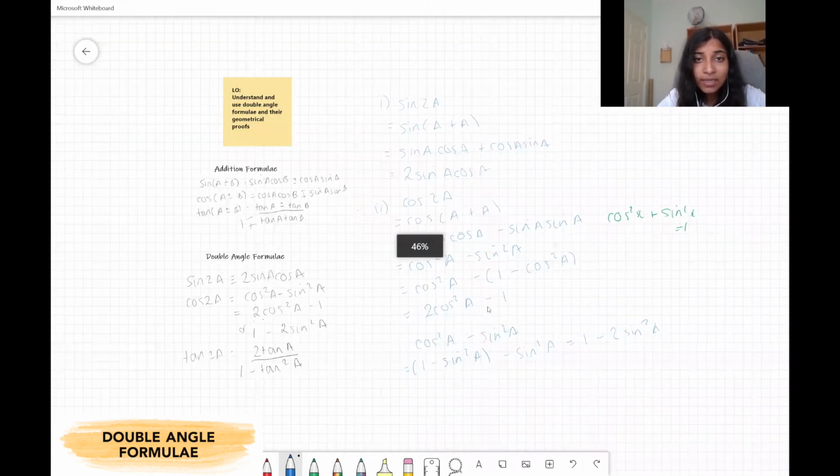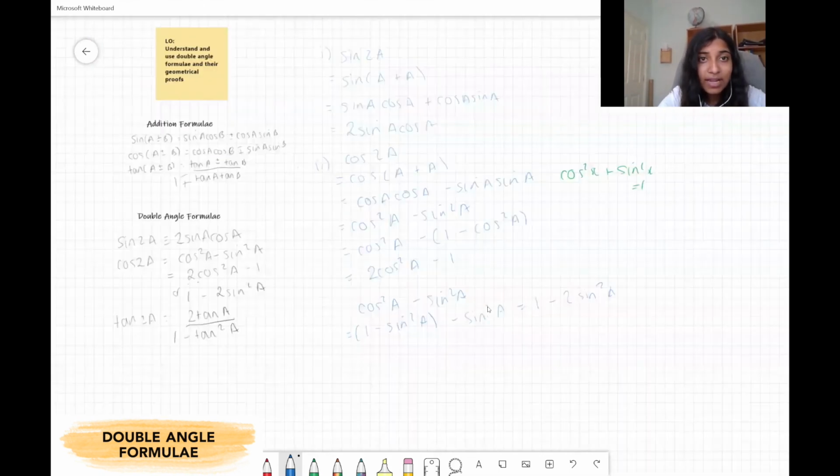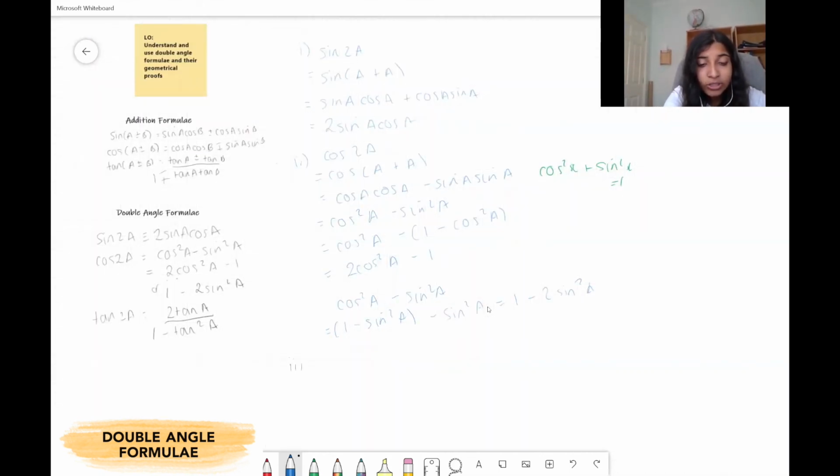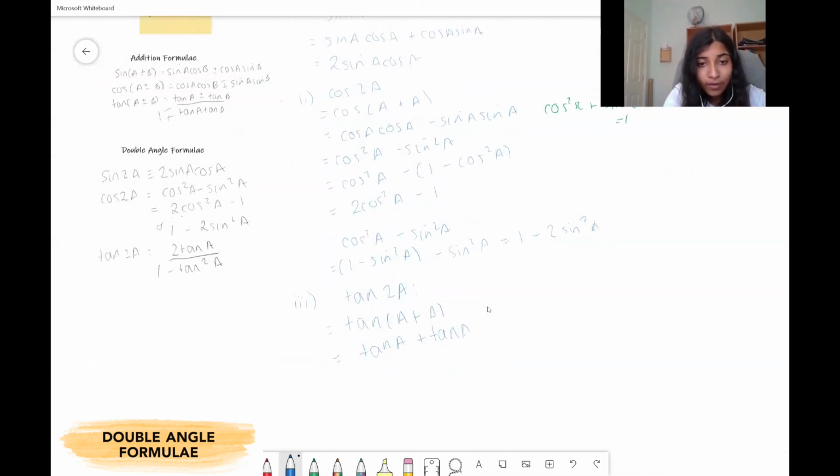So lastly, if we move on to tan 2A, again, feel free to try it out for yourself. We just want to rewrite that as tan(A+A). If we plug that in, we would get tan A plus tan A over 1 minus tan A tan A, and that's just 2 tan A over 1 minus tan squared A.